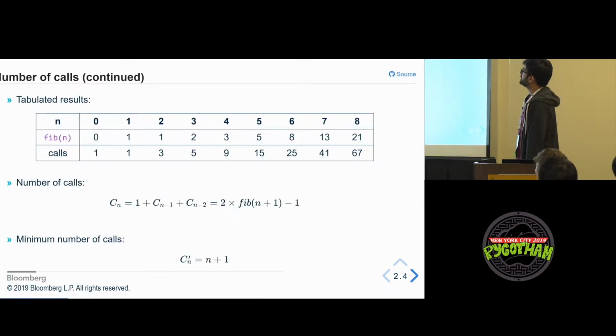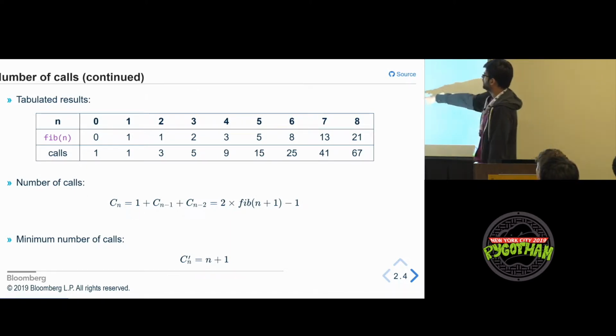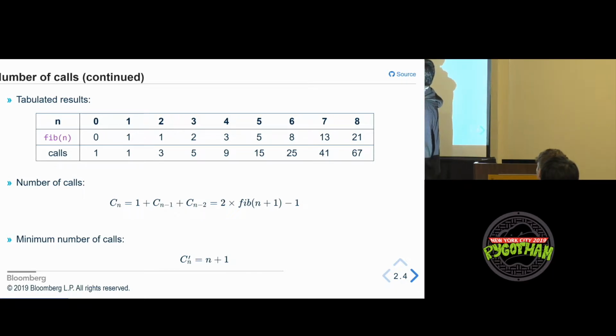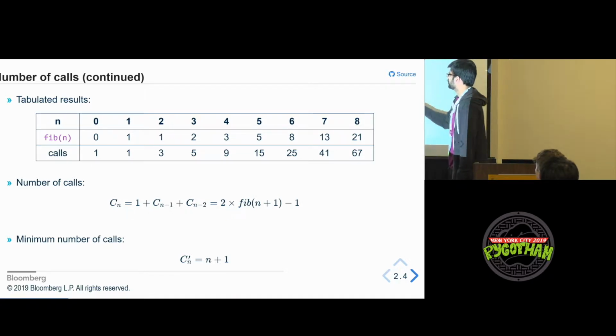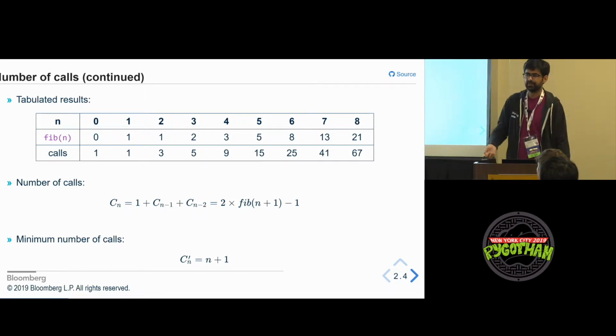How bad is it? Simple. I just did this by hand. The number of calls as n increases is obviously 1 for the first call, and then the number of calls for the recursive entries. And you can prove that this actually is equal to twice the Fibonacci number. So it grows exponentially. That's why it's so bad.